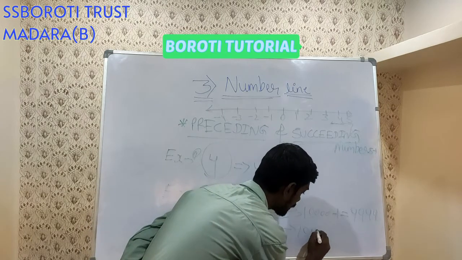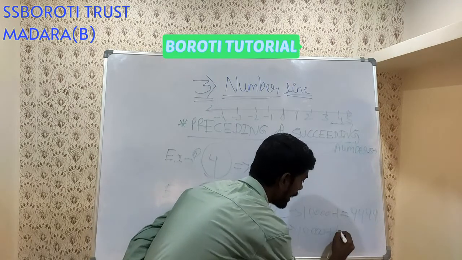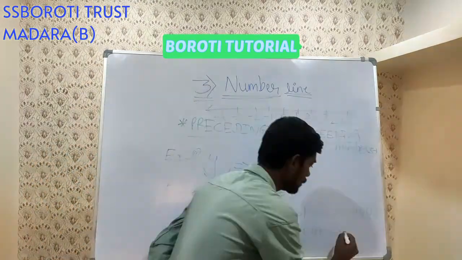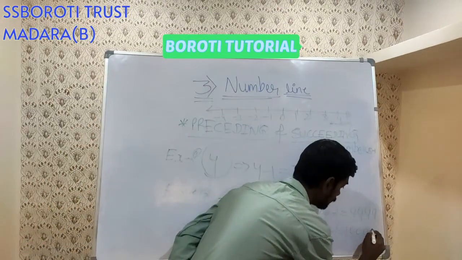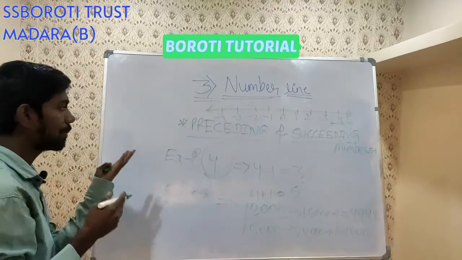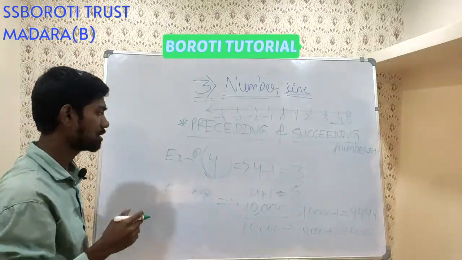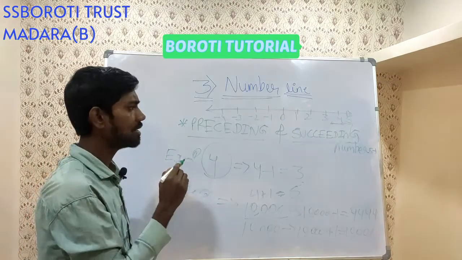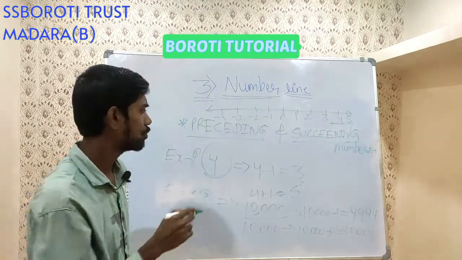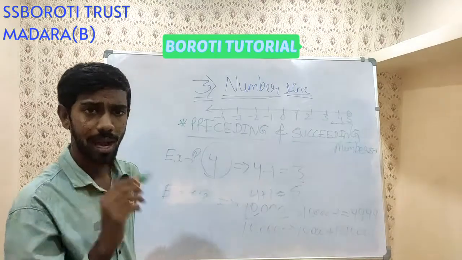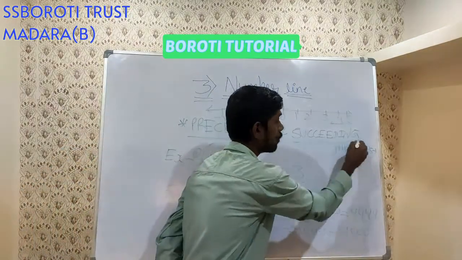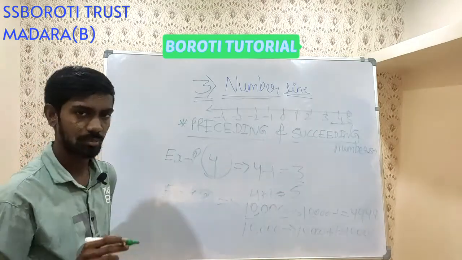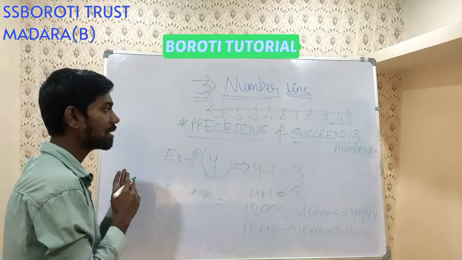But how to find the succeeding number easily? Just add 1. Add 10,000 plus 1, this is nothing but 10,001. This is the preceding number as well as the succeeding number of the given number. Whatever number they give, simply subtract 1 from the given number and you will get the preceding number. If you add 1 to the given number, the next number will be the succeeding number.